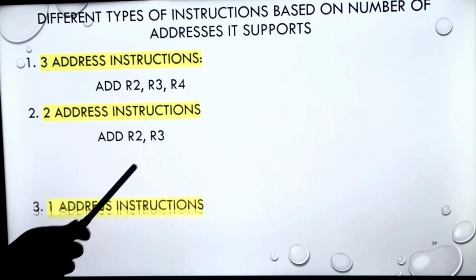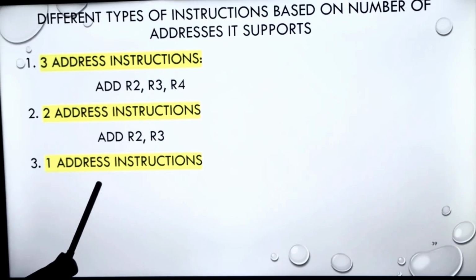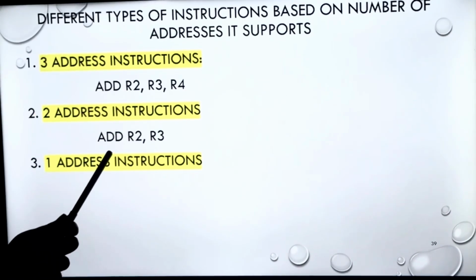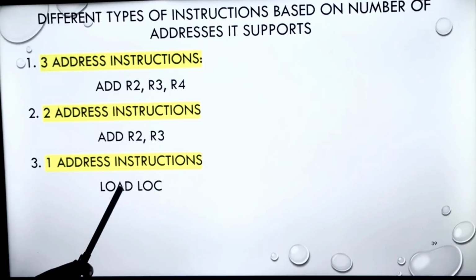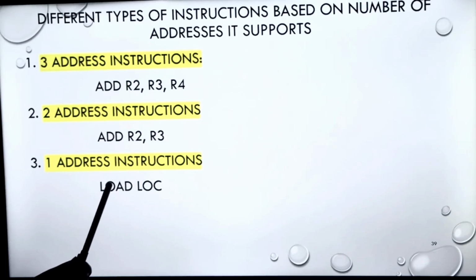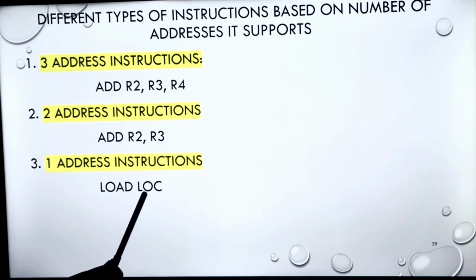Fine. Next is 1 address instructions, which is interesting, right? Till now we have dealt with either 3 address instructions or 2 address instructions. Now how to deal with a 1 address instruction and how to write it? In a one address instruction, we deal with only 1 address. This type of instruction can hold a maximum of 1 address. How to write it? See here, load LOC. What is this LOC? Some random memory address I have taken. This LOC is some memory address.